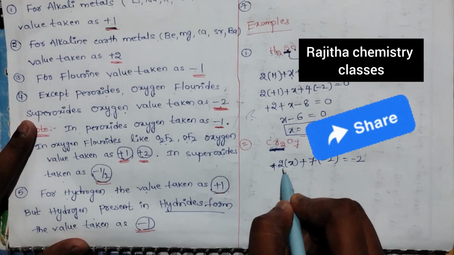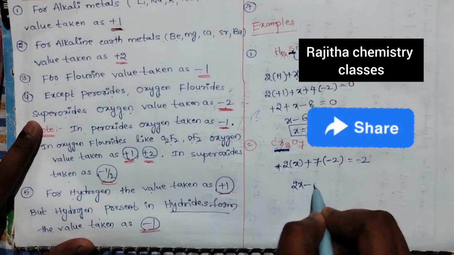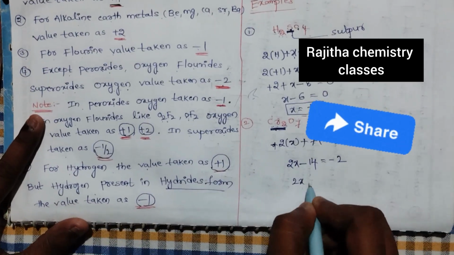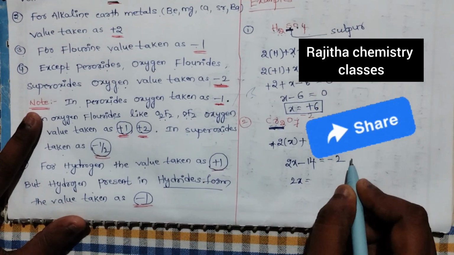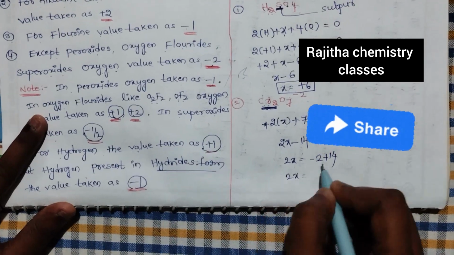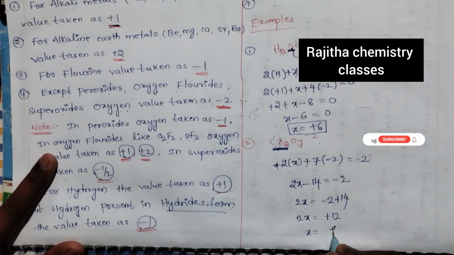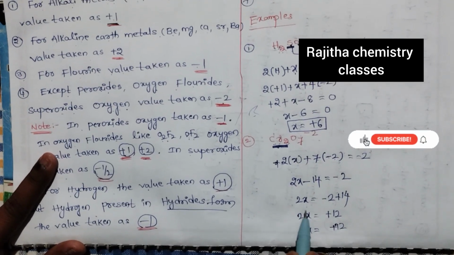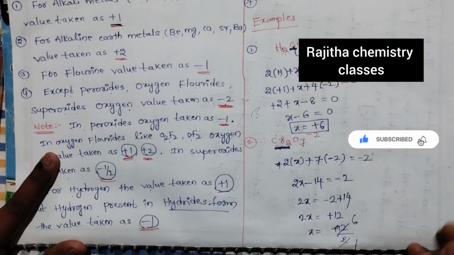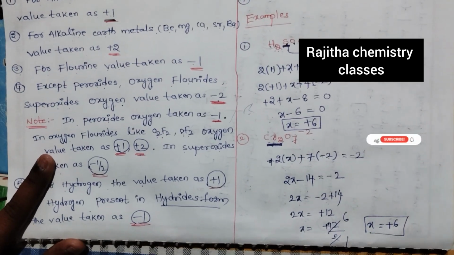Minus 2. So 2x plus 7 into minus 2, which is minus 14, equals minus 2. So 2x equals minus 2 plus 14, which is plus 12. Then x equals 12 divided by 2, which is plus 6. So what is the oxidation number of Cr in Cr2O7 minus 2? Plus 6.